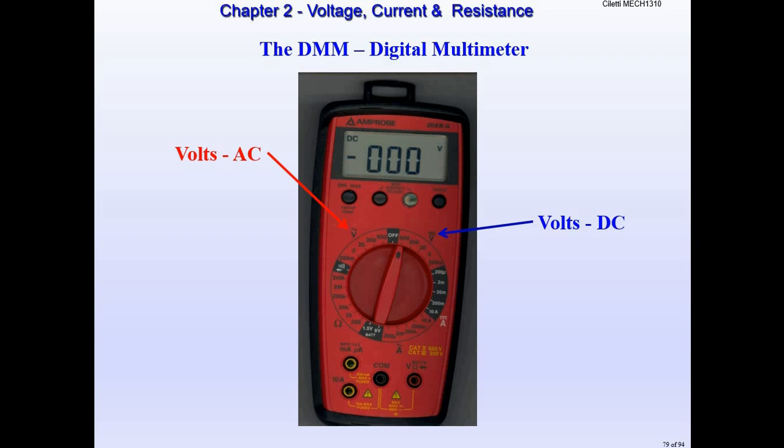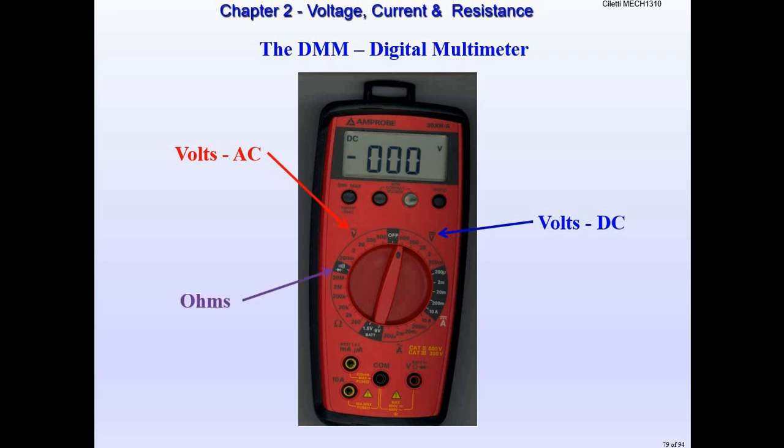Now, you can't see really well in the picture here, but there's a V with a tilde above it. Anytime we have a tilde, that means it's AC, so our AC voltages are on the left-hand side. Our DC voltages have a straight or dashed line across the top. That's how we know that we're reading DC voltage. So when we do everything on the trainer, we're going to be using DC volts.